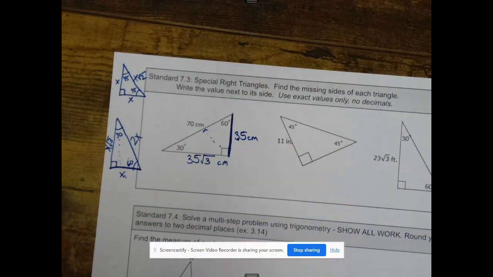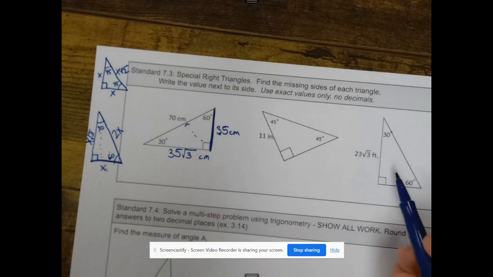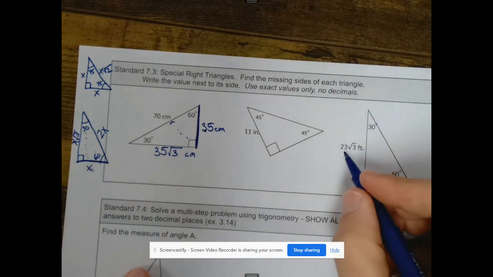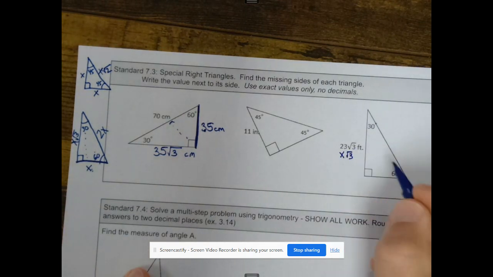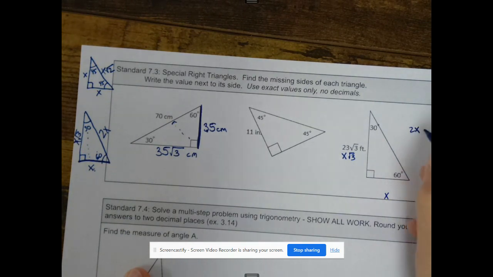Now, it might make sense when you're doing this. I'd recommend, I see another 30, 60, 90. Let's do that one. Instead of jumping patterns, let's do the same pattern. Here, I can see this is my x root 3 side. Opposite 30 is my x side. The hypotenuse is my 2x side.